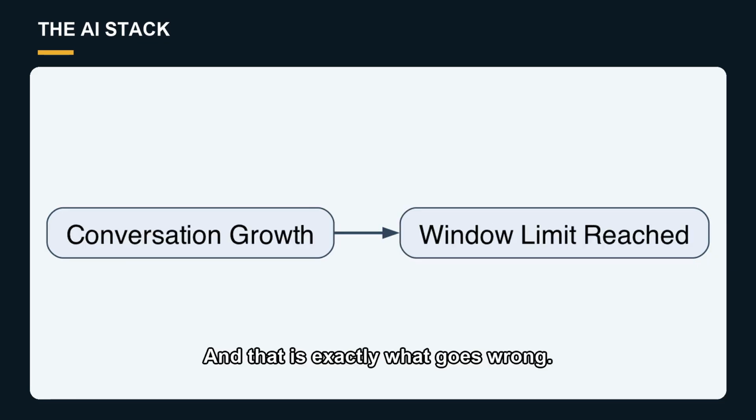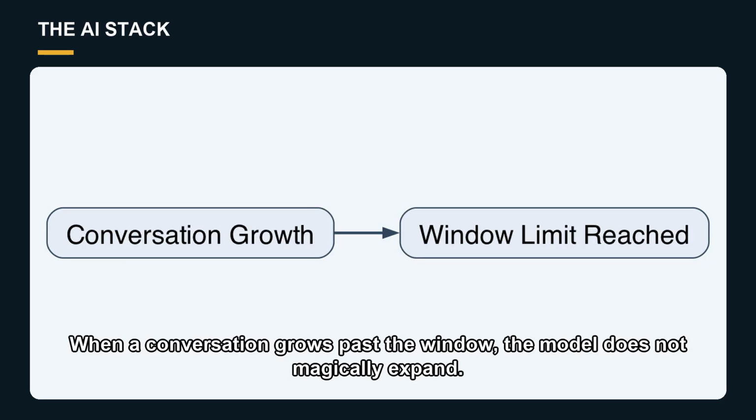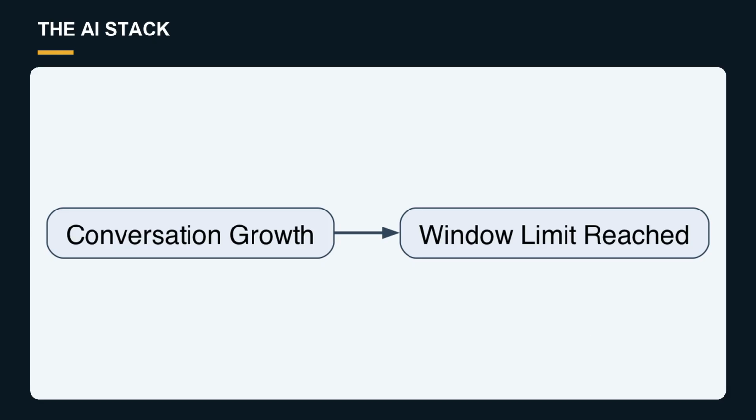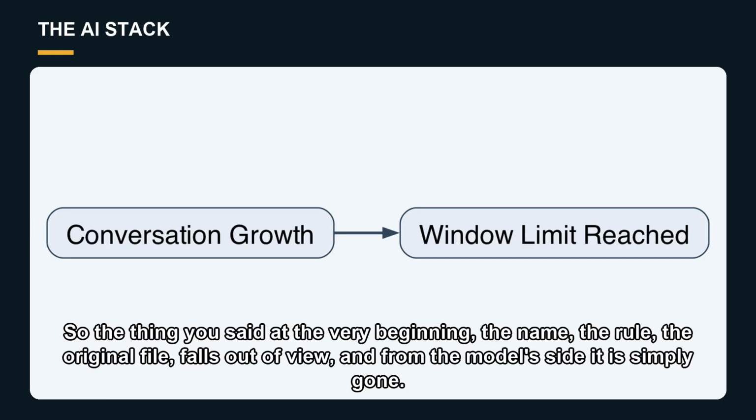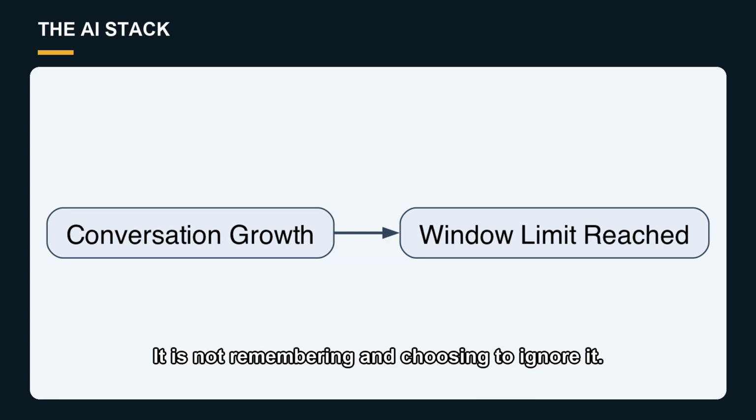And that is exactly what goes wrong. When a conversation grows past the window, the model does not magically expand. The oldest material slides off the desk and onto the floor. So the thing you said at the very beginning, the name, the rule, the original file, falls out of view, and from the model side, it is simply gone. It is not remembering and choosing to ignore it. It genuinely cannot see it anymore.